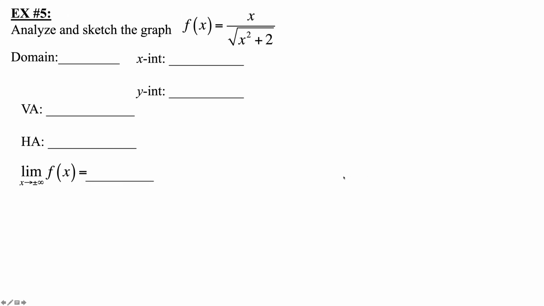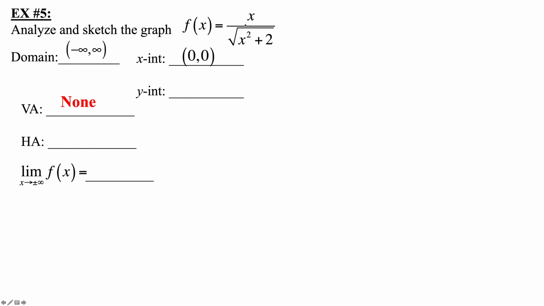Okay, example number 5. Oh, square root. All right, here we go. I have, let's see, x squared plus 2. That's going to be positive all the time, so I don't see any domain restriction, so that's all real numbers. I do not see a vertical asymptote because we can't make that equal to 0. And my horizontal asymptote, well, let's hold off on that and see what we get.